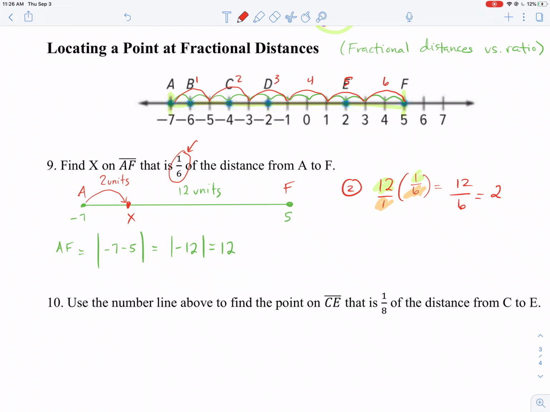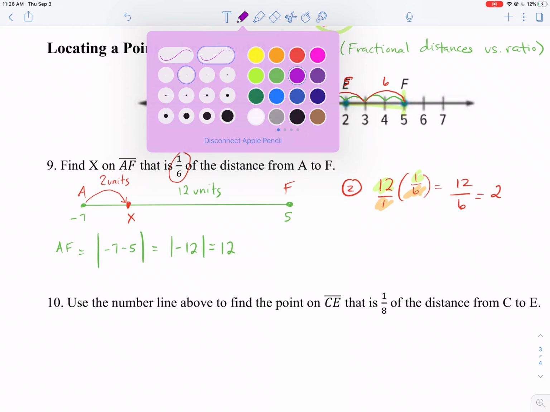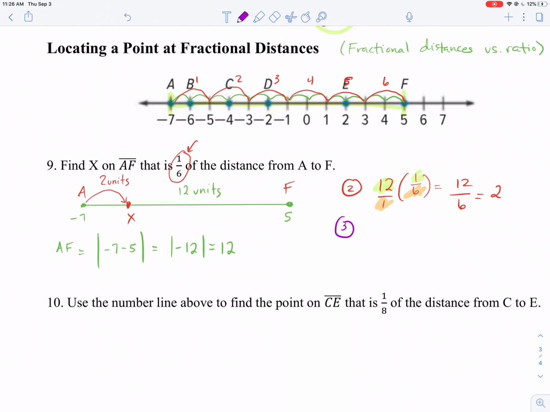Going to step 3. I'm going to start from A, and I'm going to add that distance in between each one. In this case, I want to add a sixth because I want to be a sixth of the way. So I'm going to say -7 plus 2 is going to give me -5. So therefore, my value of x is going to be at -5.